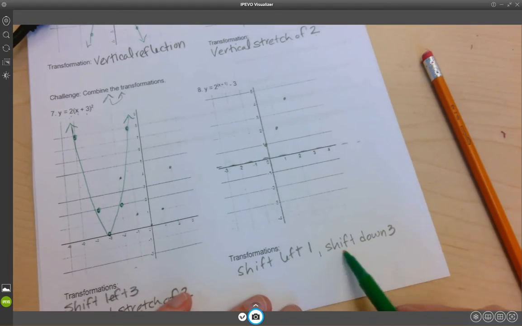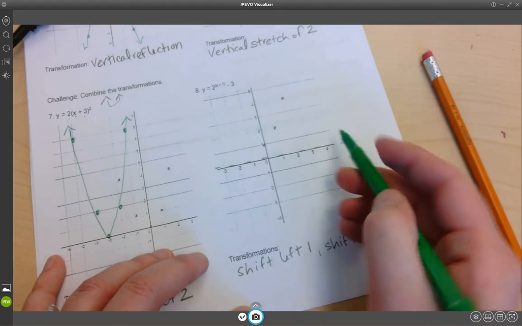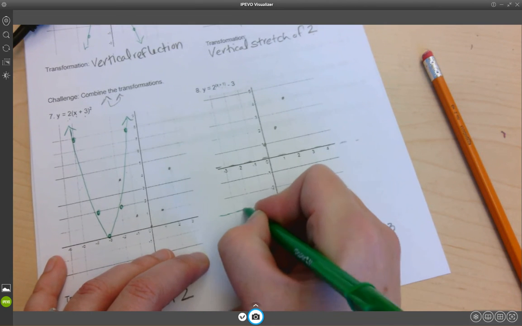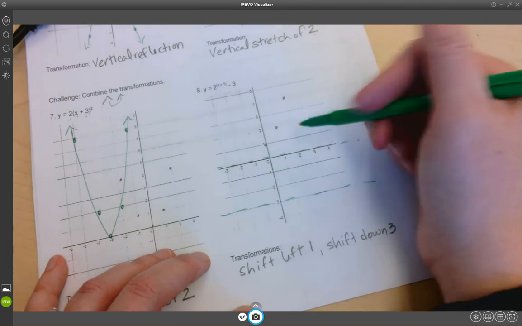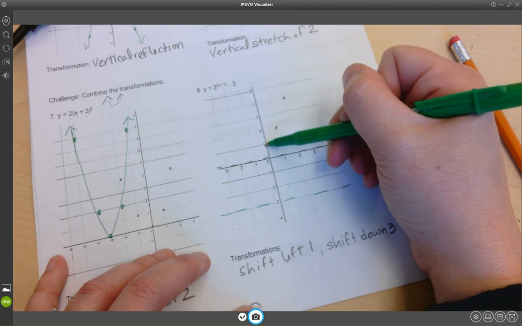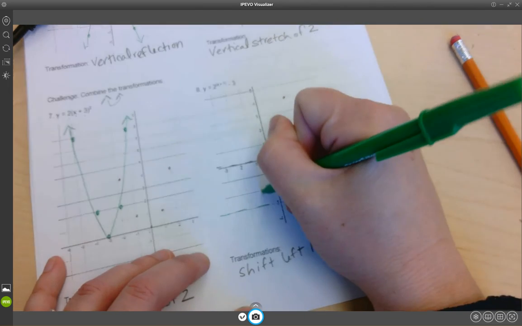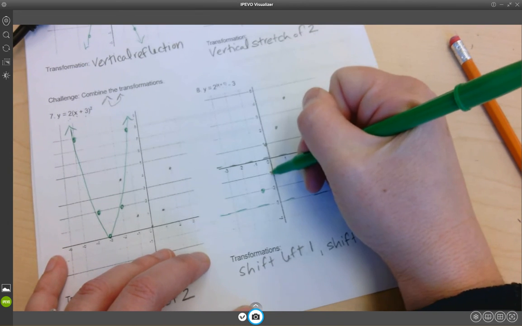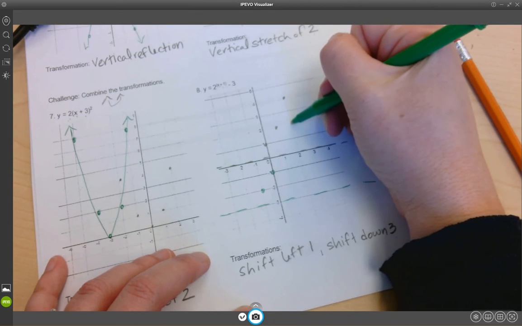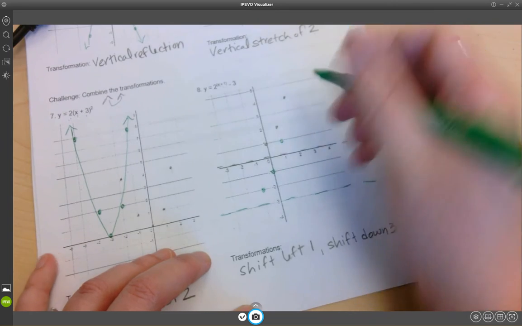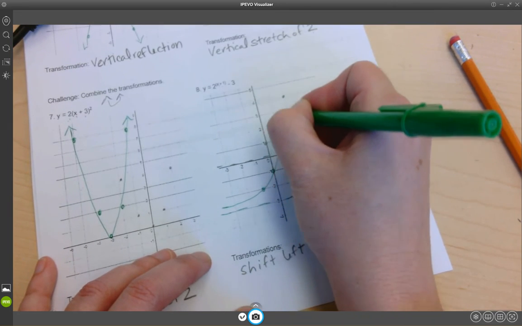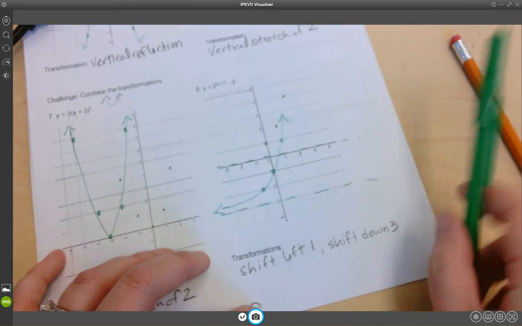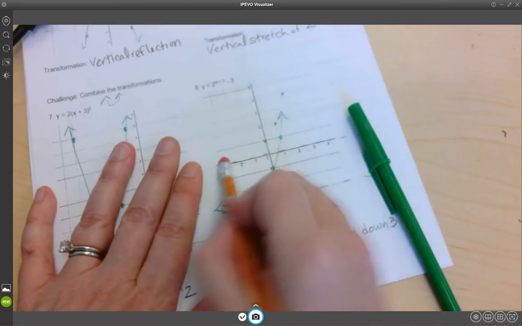All right, so I'm going to do the shift down 3 first because that moves my entire asymptote down 3. And then I'm going to take my points, I'm going to shift down 3 and left 1. Down 3, left 1, and down 3 and left 1. And then you want to sketch in the shape of the exponential function. And then erase everything from the parent function.